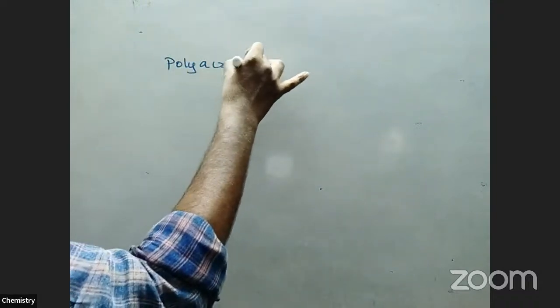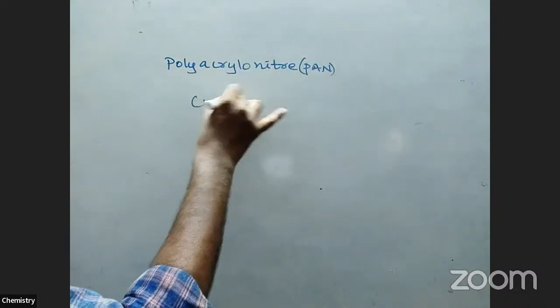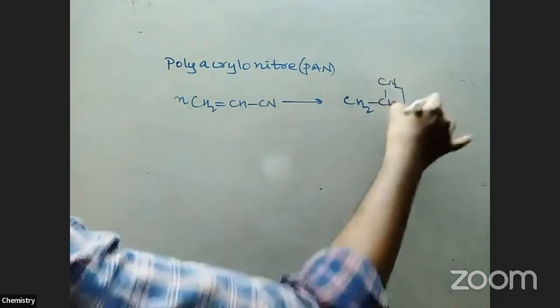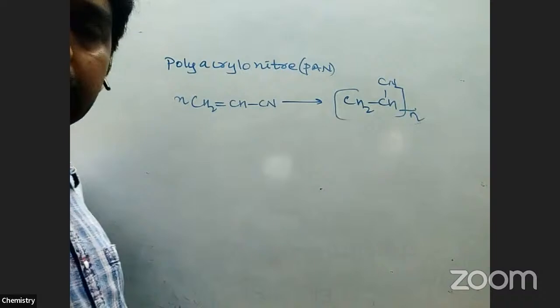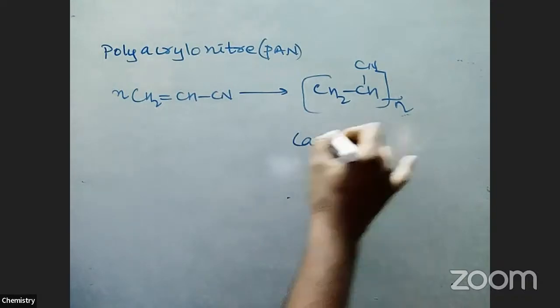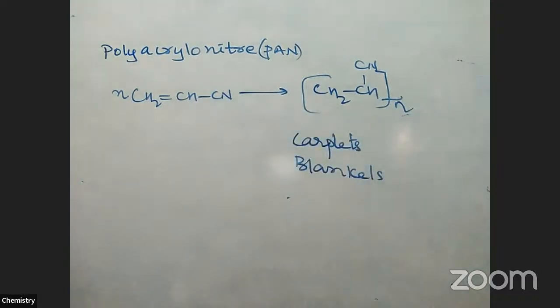Next, polyacrylonitrile is called PAN. Vinyl cyanide, n number of molecules involved in the polymerization reaction. What do we get? CH2CHCN. This is called PAN, or polyacrylonitrile. Where is polyacrylonitrile used? It is used in carpets, and it is used in blankets.